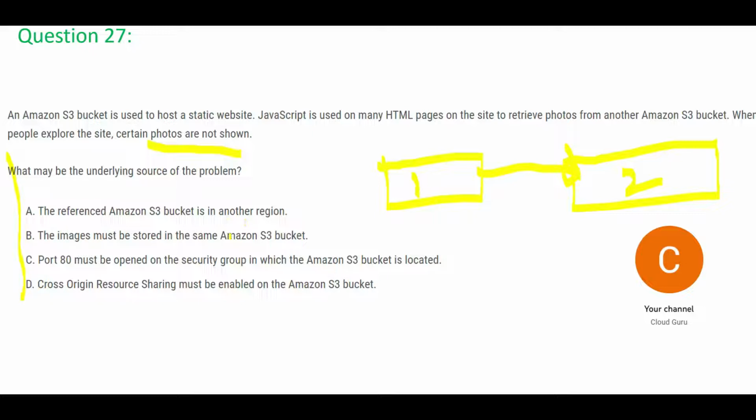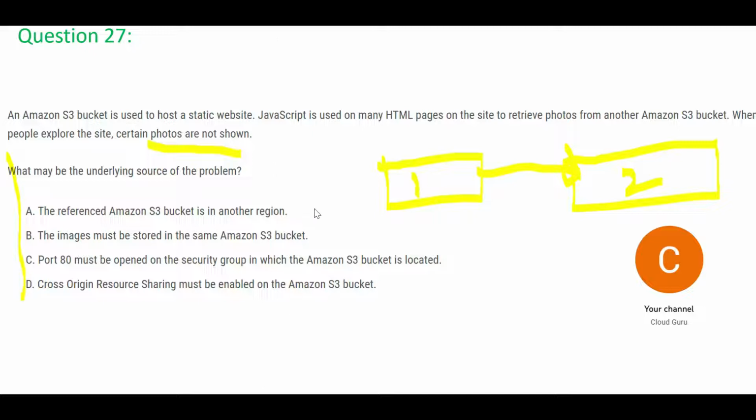So let's scan through the options. A suggests the referenced bucket is in another region. This can be an issue, but we don't know if this is a multi-region deployment. The question doesn't say that. So we do not know this.